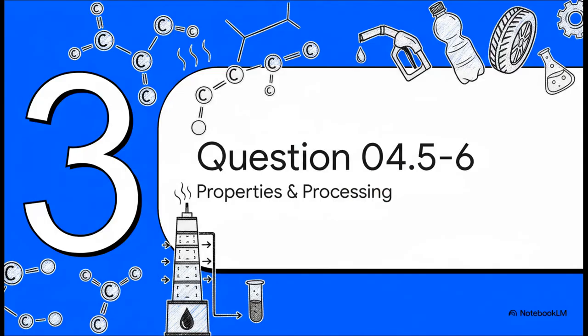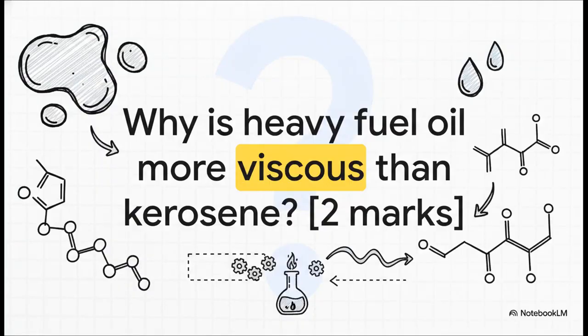All right, moving on. This next section really dives into the nitty-gritty of the hydrocarbons themselves, looking at their physical properties and how we can actually change them. Here's a classic 2-mark question. It's asking you to justify why heavy fuel oil is more viscous, thicker and gooier than kerosene. You've got to connect the dots between different properties.